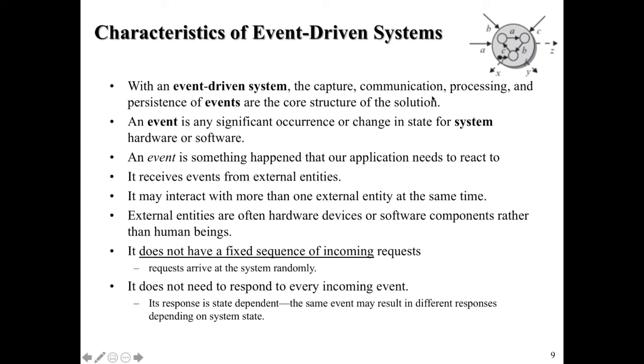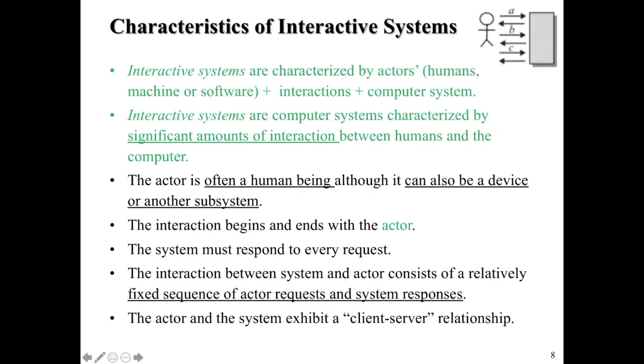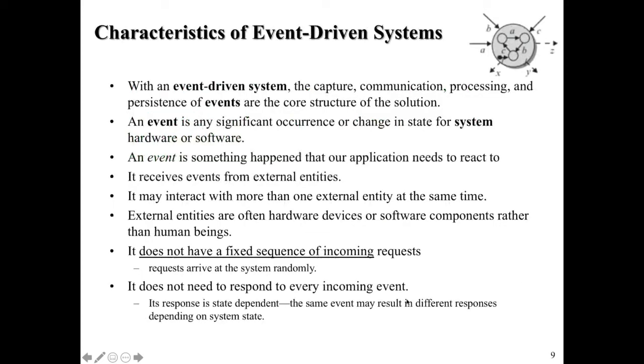External entities who can send you events can be hardware devices, or software, or human beings also. The order of occurrence of the events is usually not a fixed sequence. As in your interactive system, you had a fixed sequence of actor requests and system responses. However, in your event-driven system, this sequence is not fixed. Events may arrive randomly. We do not know which event will come first and which event will come later.